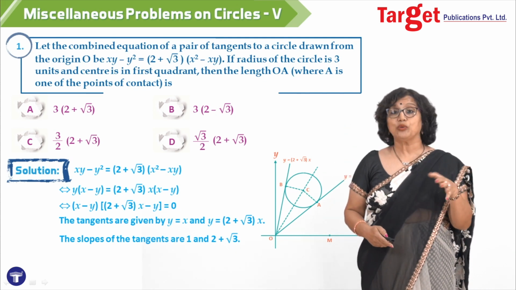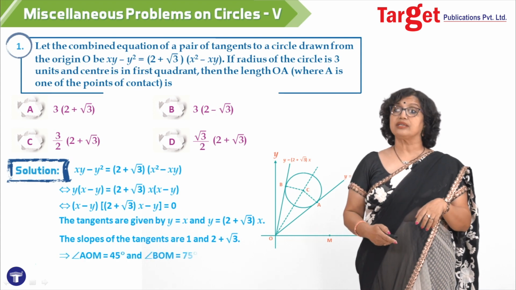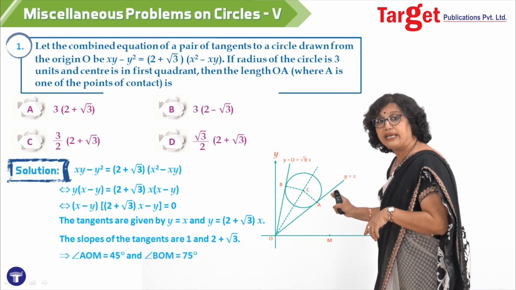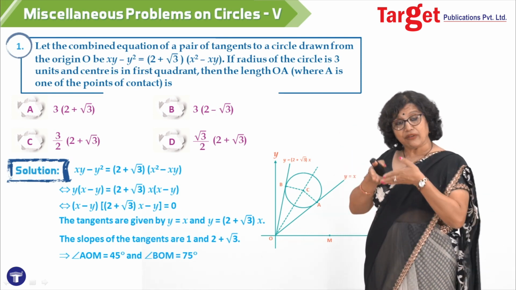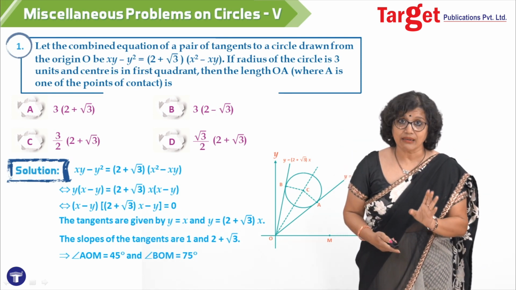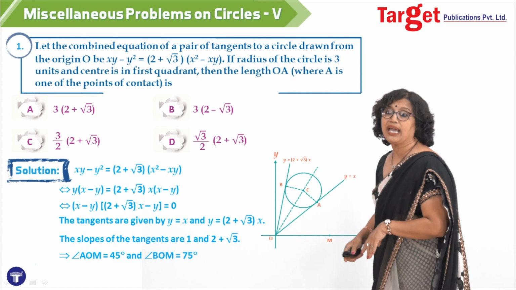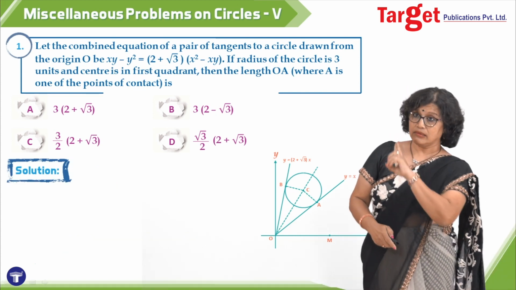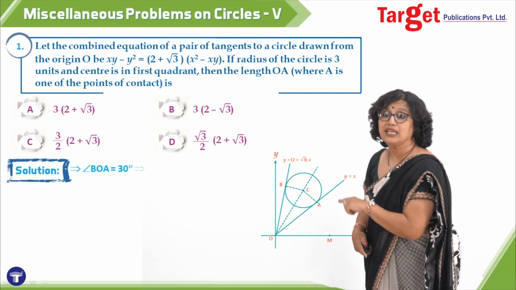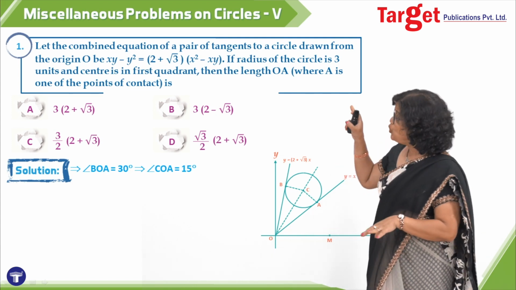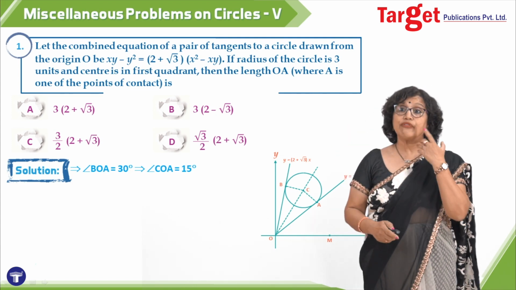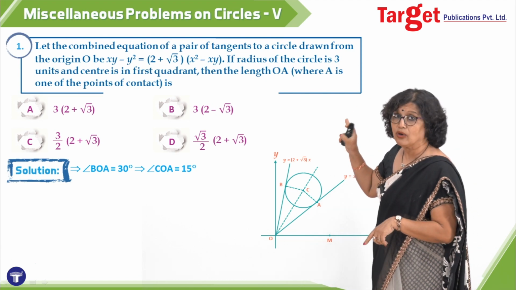So does that not tell you about the inclinations? Inclinations are 45 degree and 75 degree respectively. So basically, the angle between the two tangents is 30 degree, correct? So in the picture, seeing the picture I'm saying, angle COA is going to be 15 degree, correct? Now use the triangle COA because finally the question is regarding OA, don't forget that.